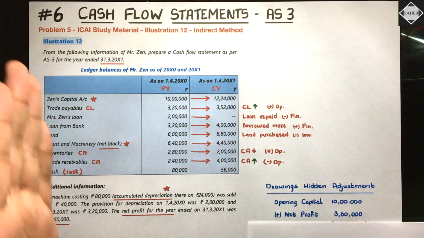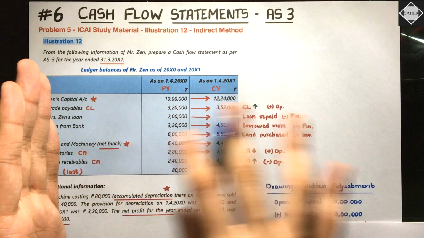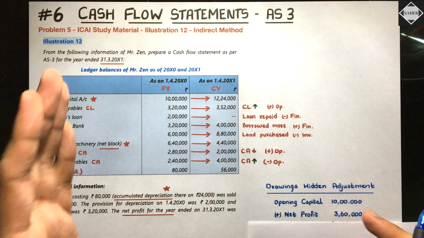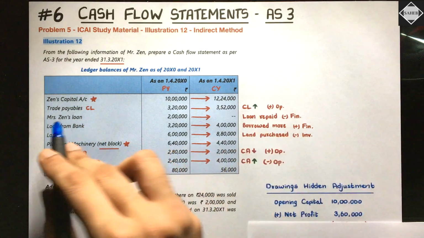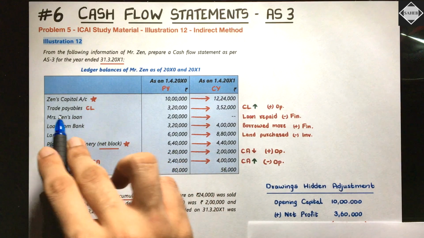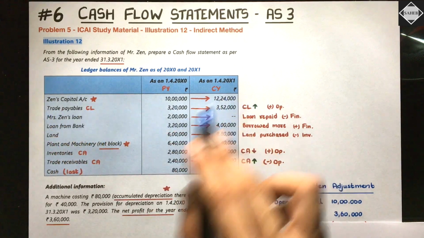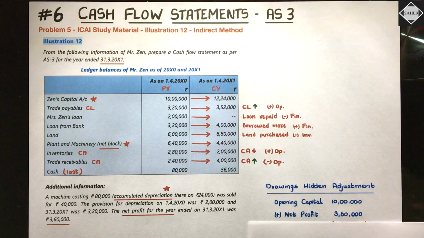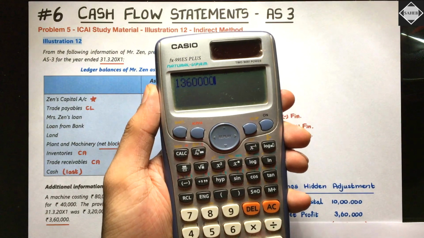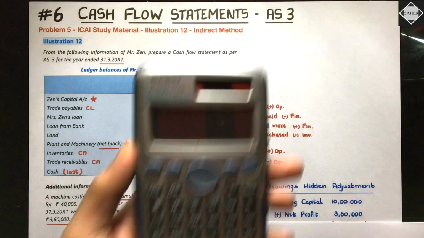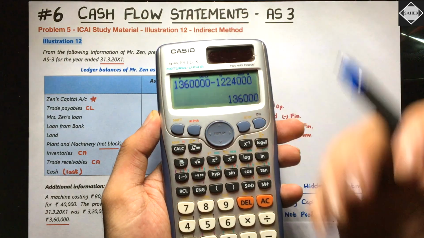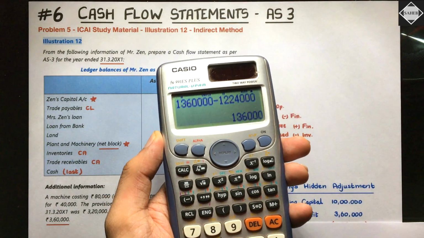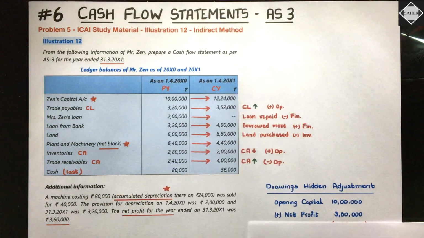In the opening, the capital was 10 lakh. In the current year, Mr. Zen made 3,60,000 profit. So how much should the closing balance be? Closing balance should be 13,60,000. But if you see in the balance sheet here, in this ledger balance, you find the closing balance is 12,24,000. It should be 13,60,000, but actually right now it is 12,24,000. So minus 12,24,000, you will find out how much the drawings are, how much money has been withdrawn by Mr. Zen. Is it clear? That's what it is.